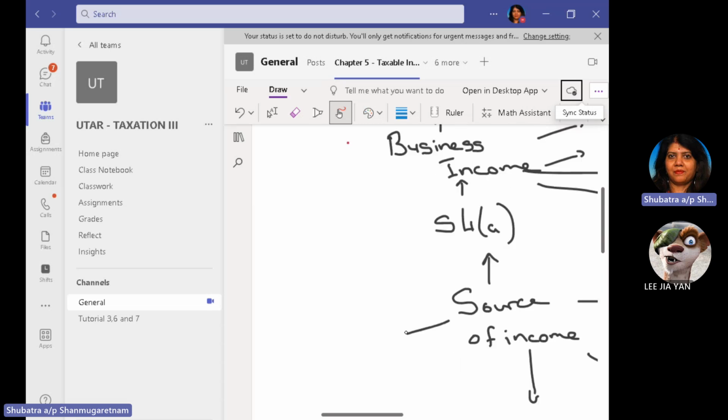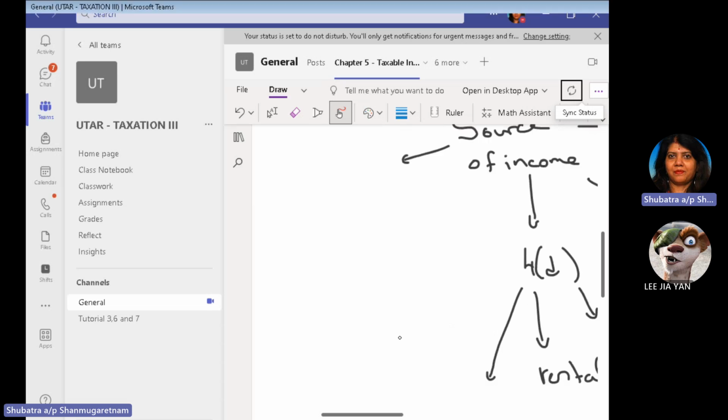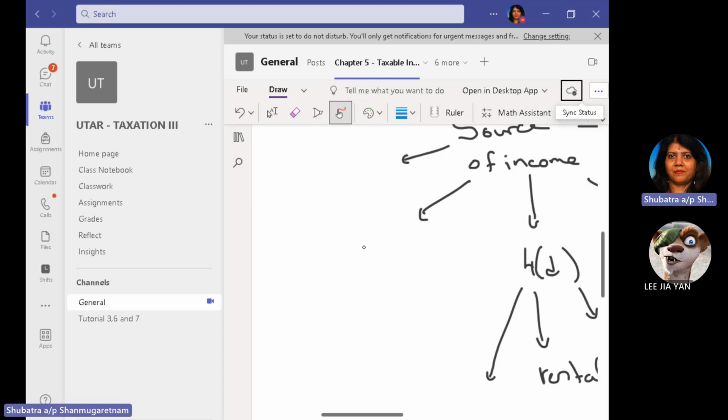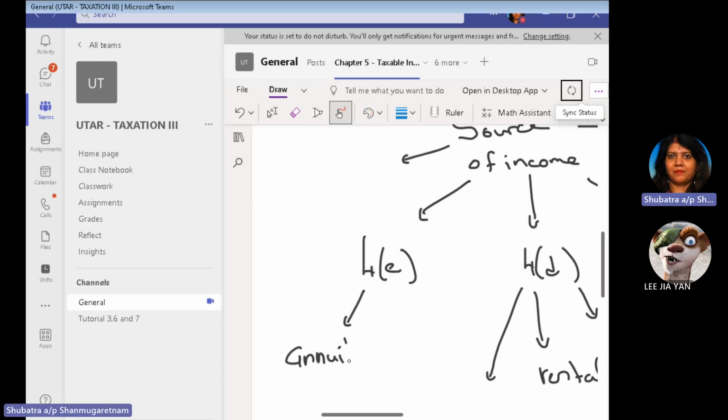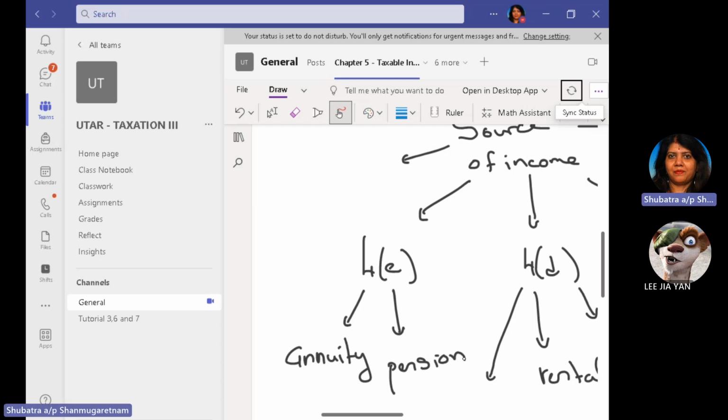And finally, you have 4E and 4F. Don't blame me, it's not my fault. The people who did the Income Tax Act were very bored with life. 4E is your annuity. You guys studied this word annuity under tax 2, I think. Pension. All this is taxable. All right.